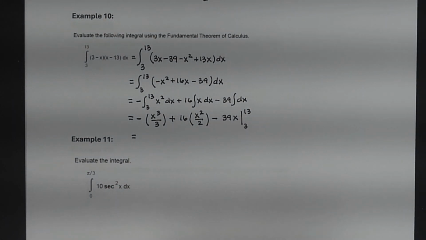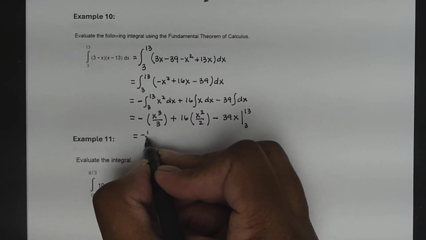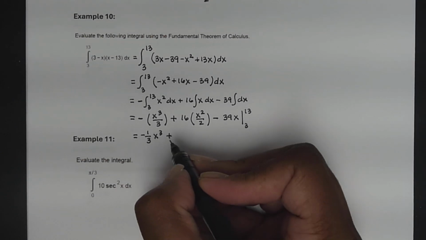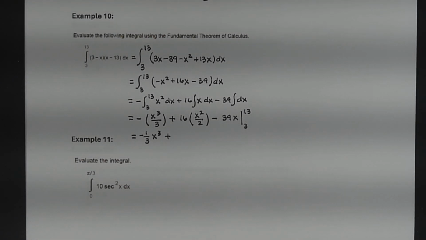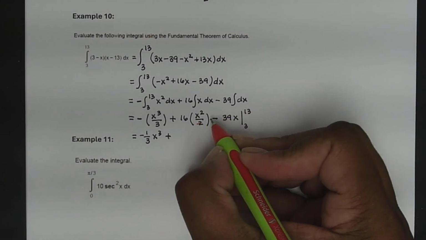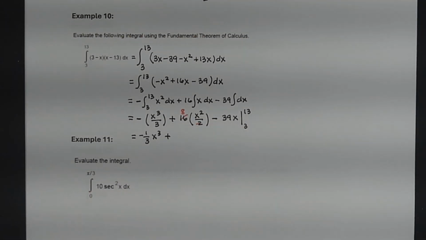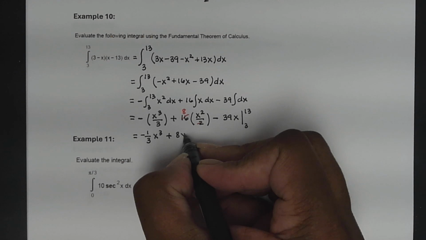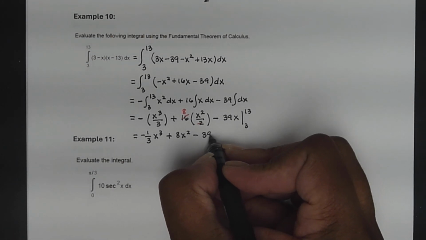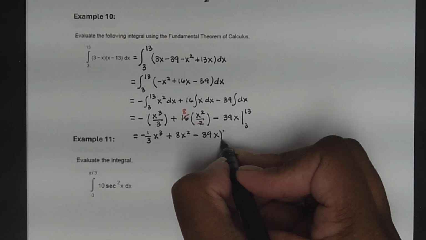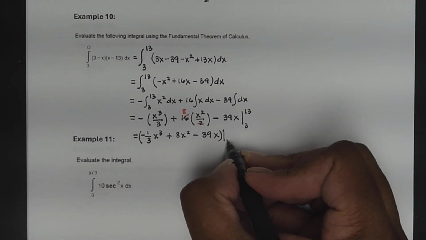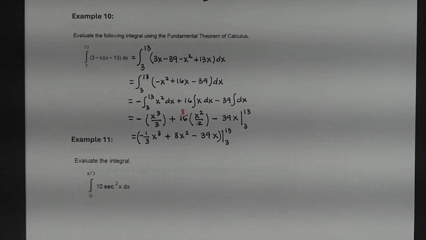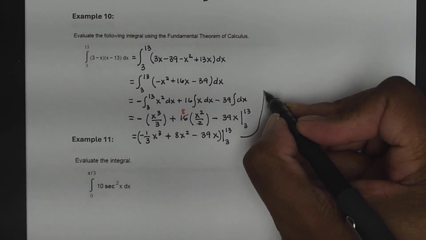All right, so now we got negative, and I'll write this as negative 1/3 x cubed plus, divide 2 into 16, that's going to go 8 times. So I have 8x squared, and then minus 39x. And this will be from 3 to 13. So now we just find the upper limit minus the lower limit.